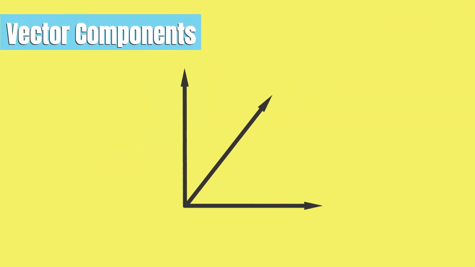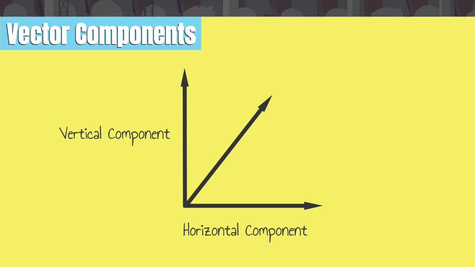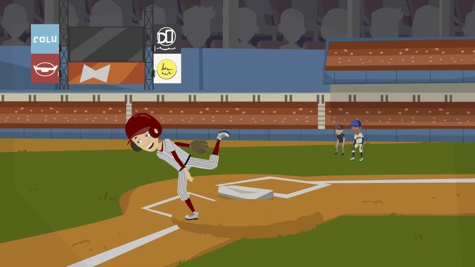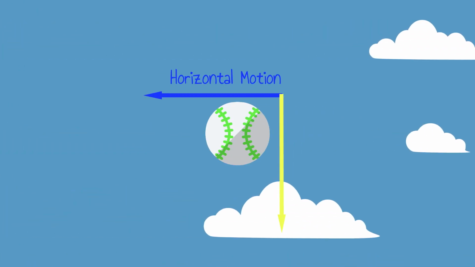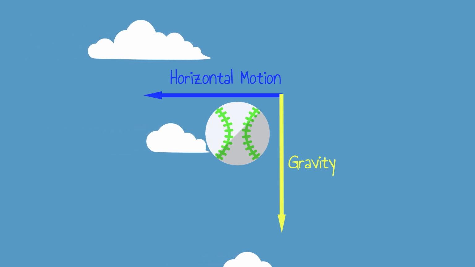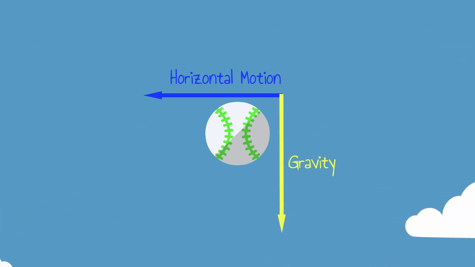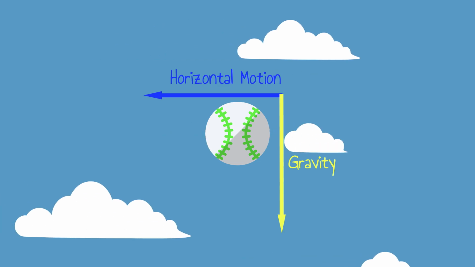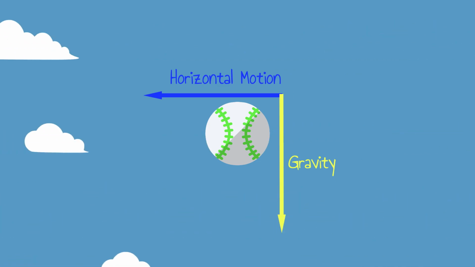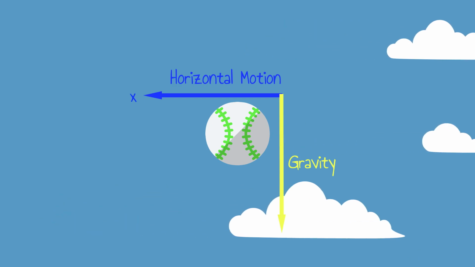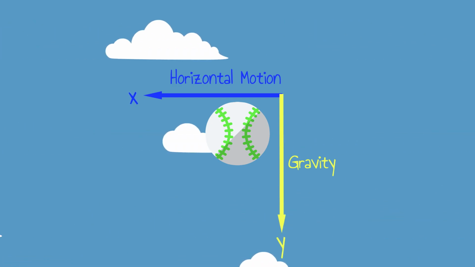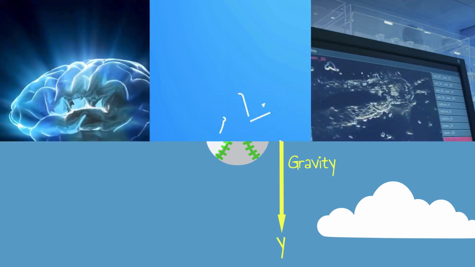More on vector components: breaking down motion. Vectors can be broken into their horizontal and vertical components. Why is this useful? When throwing a ball, the horizontal motion stays constant, assuming no air resistance, while gravity acts only on the vertical component. This separation makes it easier to predict how the ball moves through the air. It's why physics problems often look at x and y directions separately before combining them.